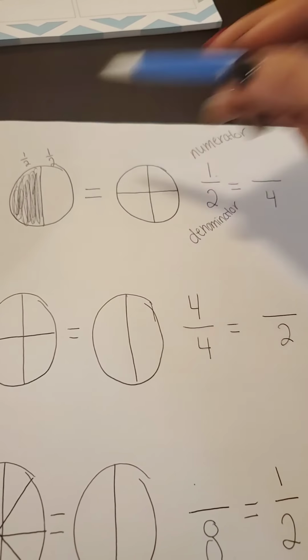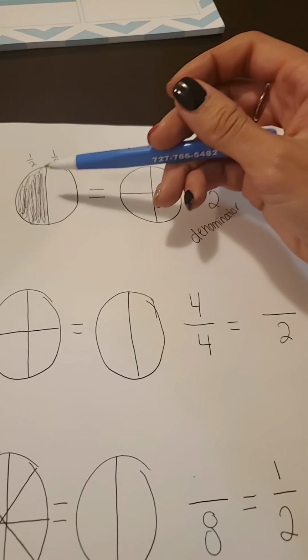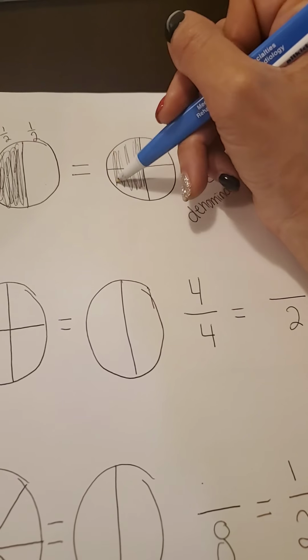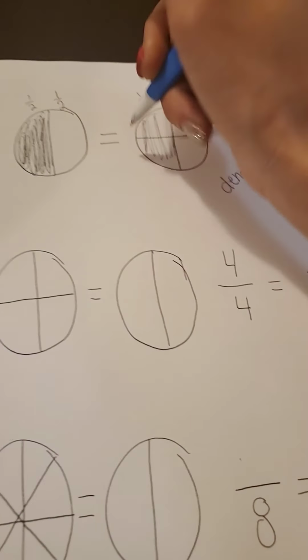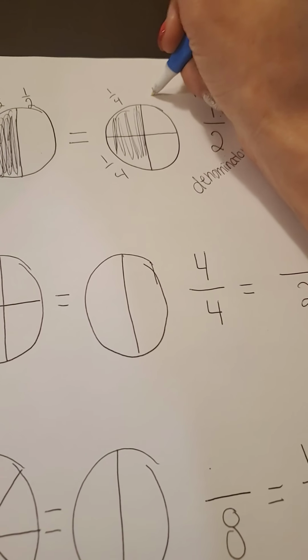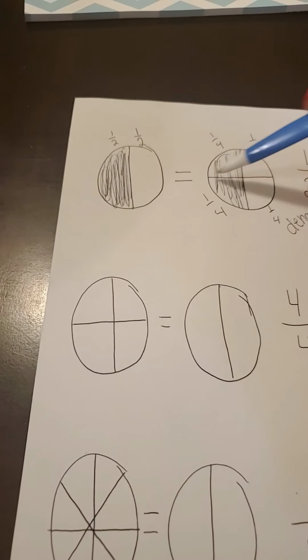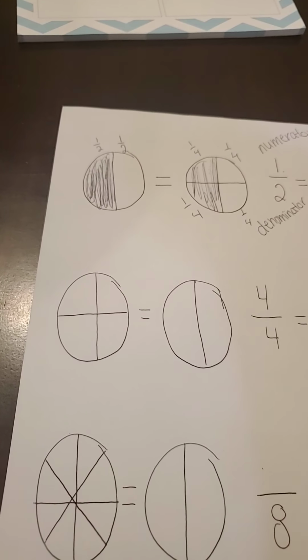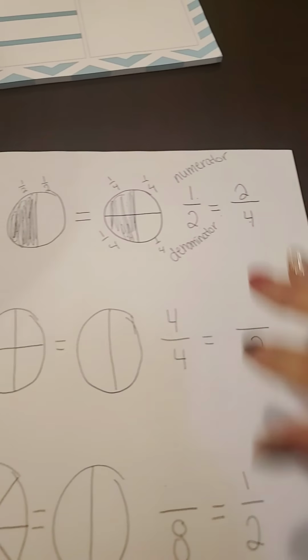Now, if the same shape is broken up into 4 pieces, in order to shade in the same amount, I'm going to have to shade in 2 of those 4 pieces, because each of these pieces is equal to 1/4. So to get a half, I had to shade in 2 if they're cut into 4 pieces. So 1/2 is equal to 2/4.